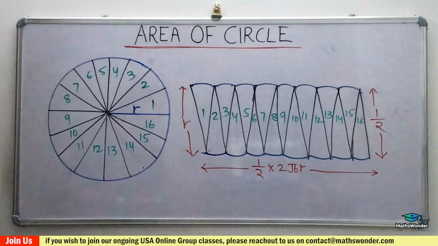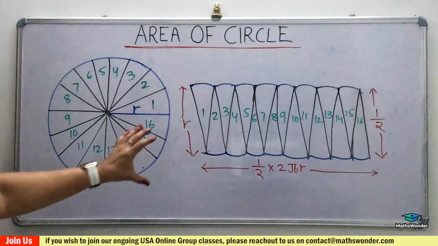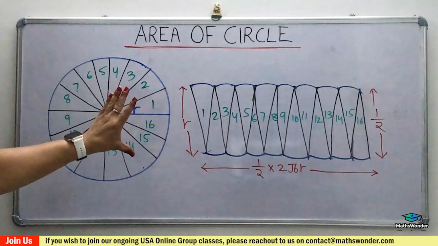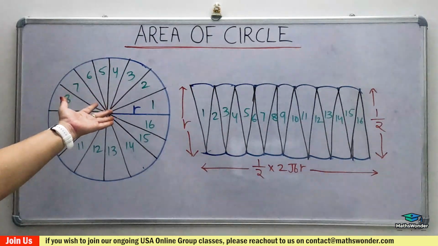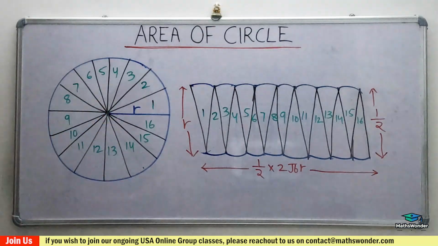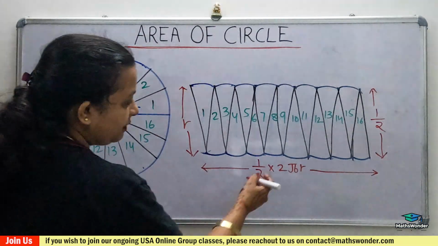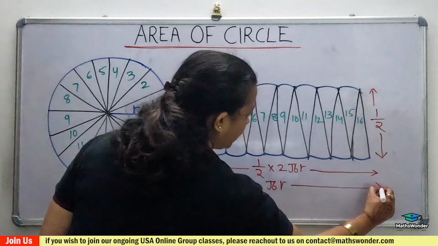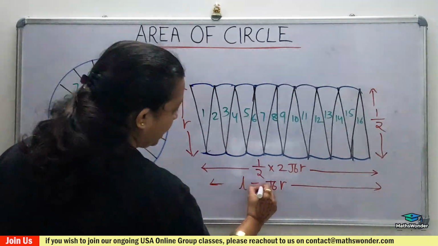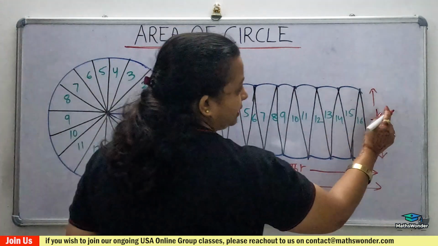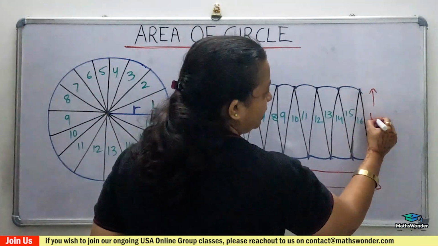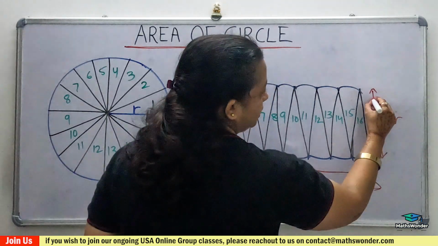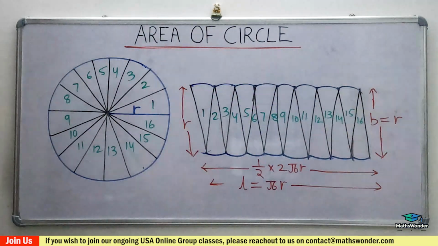Now how do we derive this? The circumference of the circle is 2 pi r. The breadth of the rectangle is r, the radius, and the length of the rectangle is half of this. So when you simplify it, you will get pi r. Pi r is your length now, and r is your breadth. You can write it down like this. In this case, now the area of the circle.